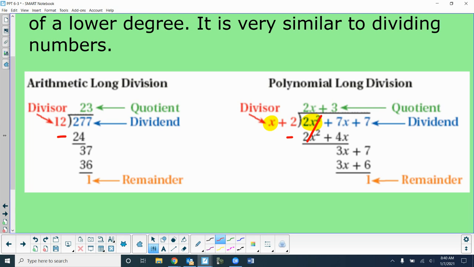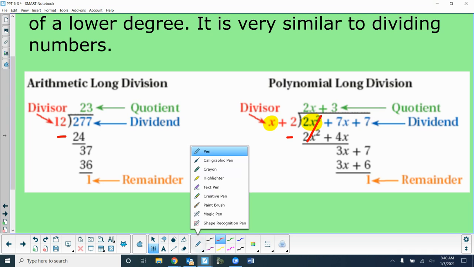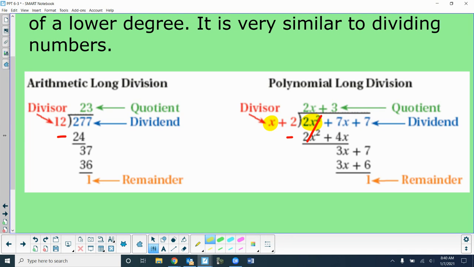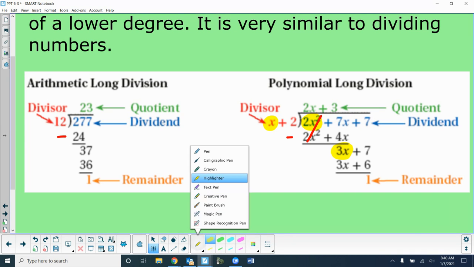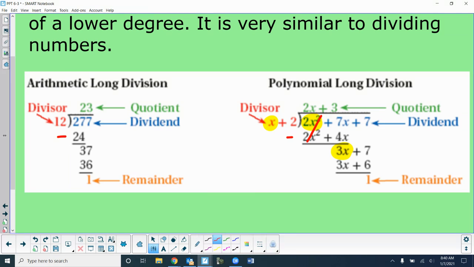So, again, just concentrating on 3x divided by x. What is that? What's 3x divided by x? 3. That's where that 3 came from. Again, 37 divided by 12 gave me the 3. Then what did I do with the 3 and the 12? To get to 36, we multiply.